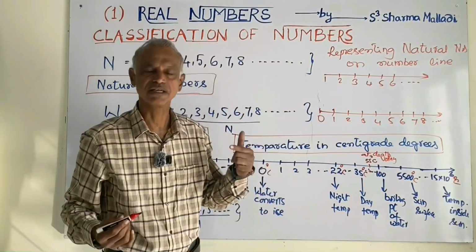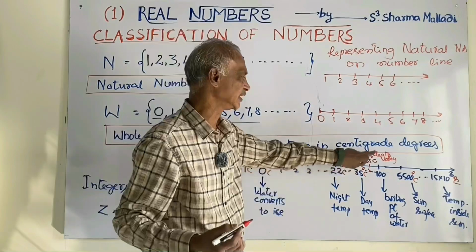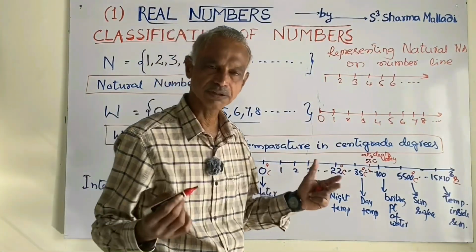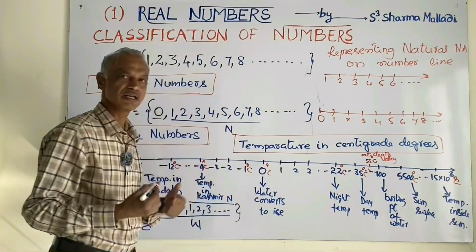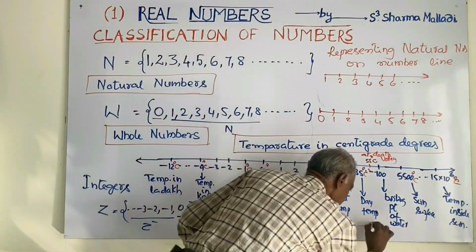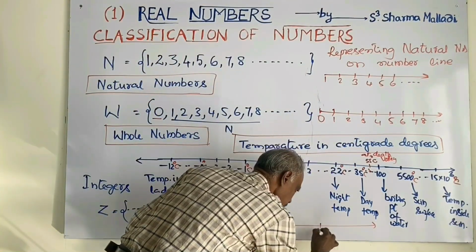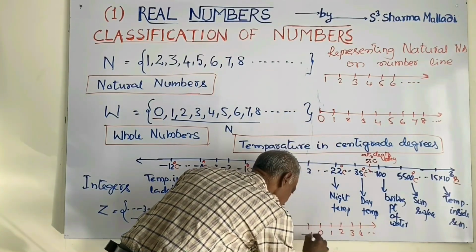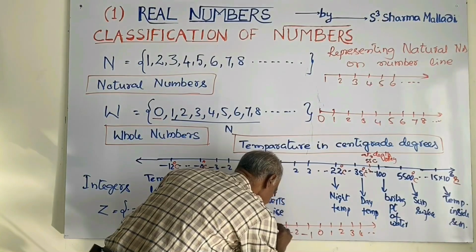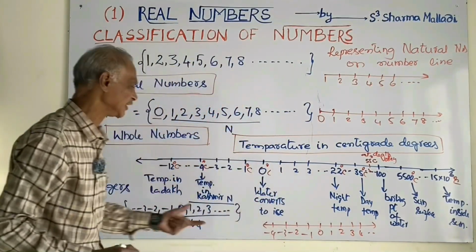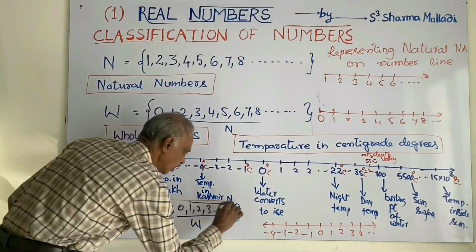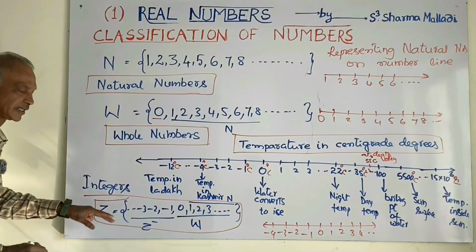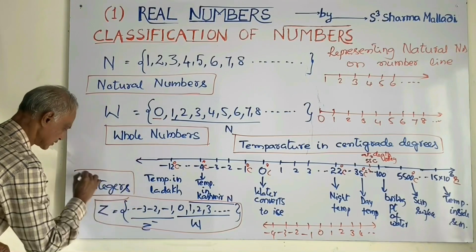In USA, North America, Death Valley is the hottest place on earth. Now, how can you represent this temperature on a number line? You can represent it like this: 0, 1, 2, 3, 4, and minus 1, minus 2, minus 3, minus 4. These are called integers, denoted by Z.